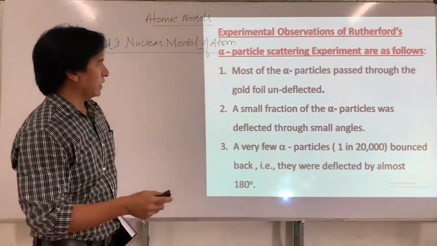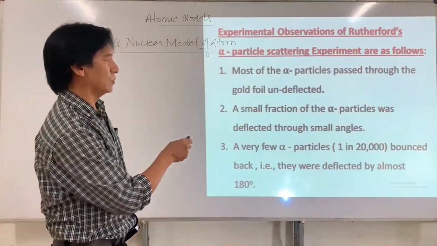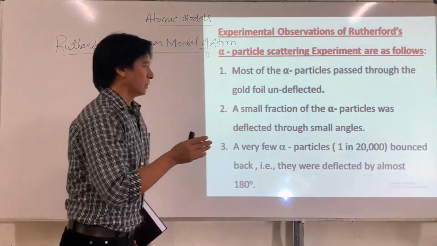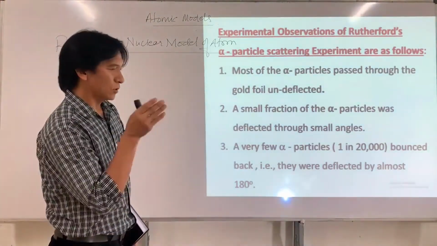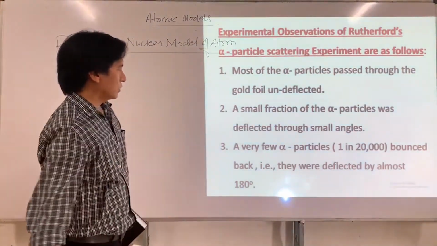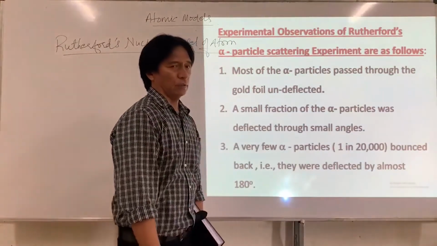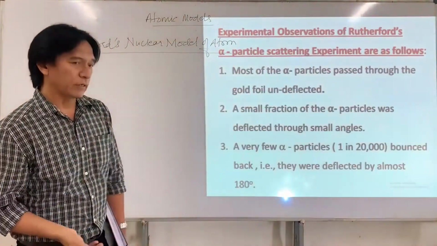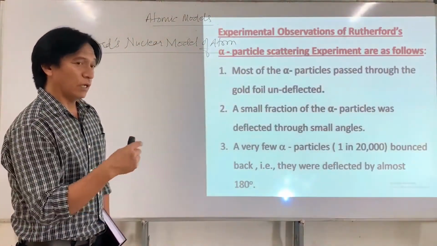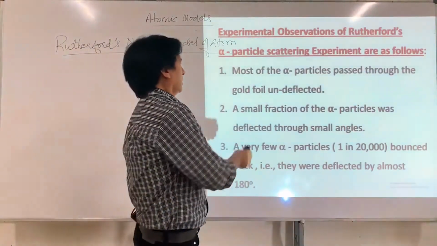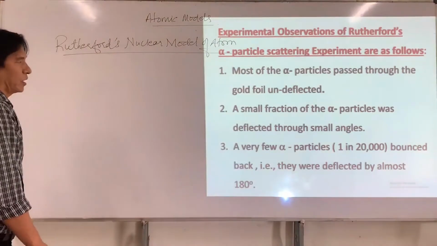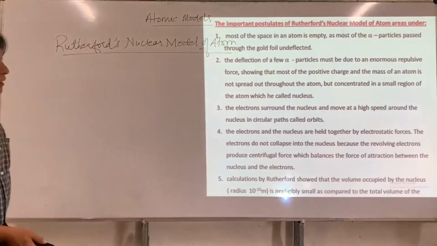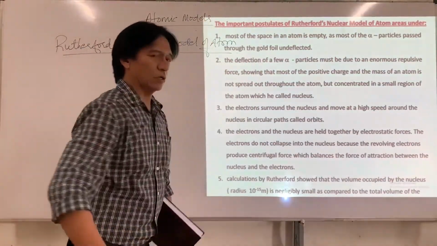Then a small fraction of the alpha particles was seen getting deflected through small angles. That is a small fraction. That means a few alpha particles got deflected through small angles. They did not go straight as such. And then the third observation was that very few alpha particles, approximately 1 in 20,000 of these alpha particles, got bounced back. That is, they were deflected by almost 180 degrees. Now, based on these observations, you will see that Rutherford came up with these important postulates or conclusions, I should say.